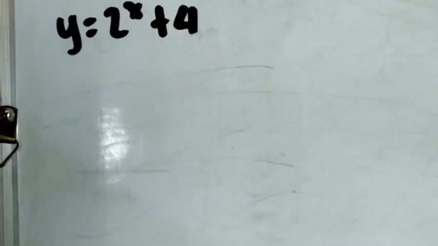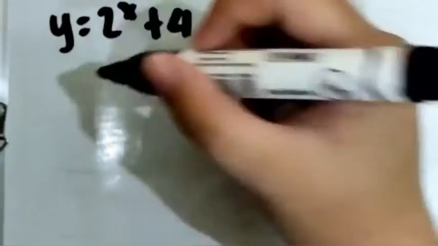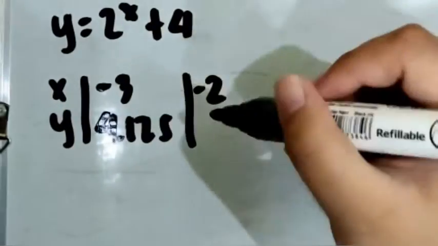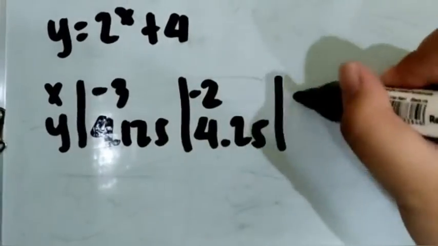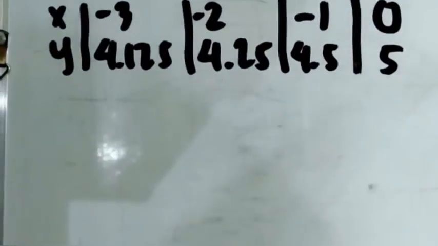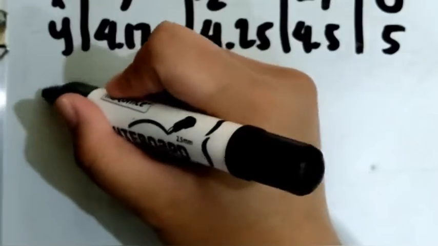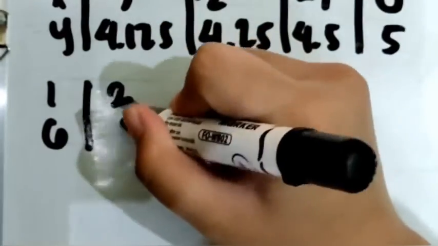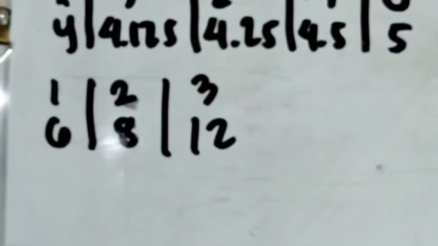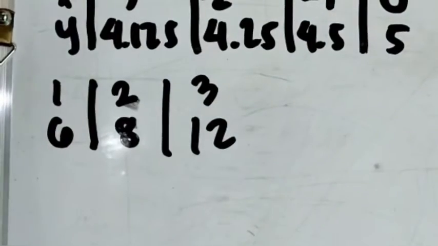In our next given, y equals 2 to the power of x plus 4. Step 1. Assign at least 6 values for x and solve for the values of y. I am still using one gap between the x variables. Step 2. Create the table of values and compute for each x coordinate. Step 3. Plot the points based on the table of values in the Cartesian plane and connect them.